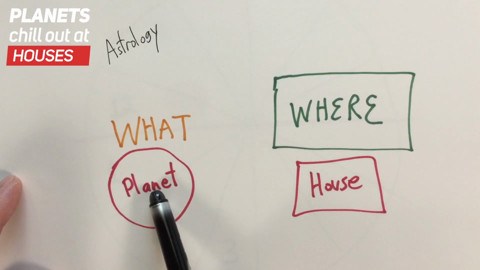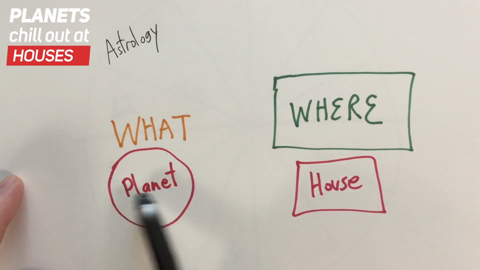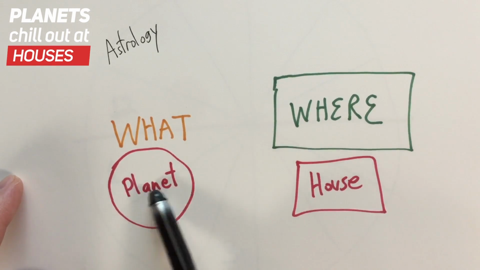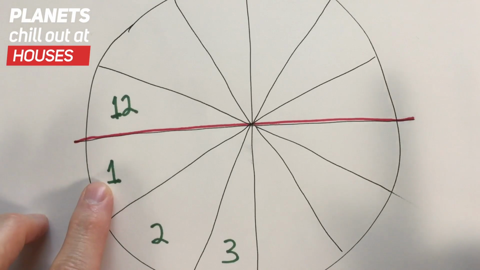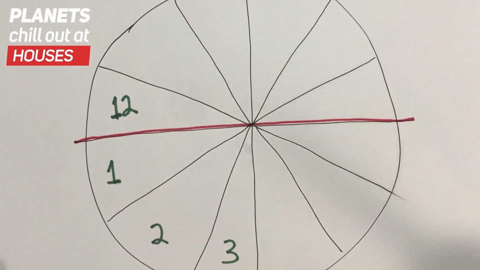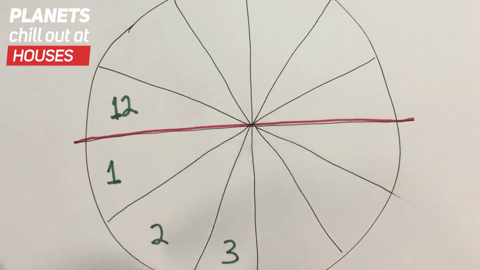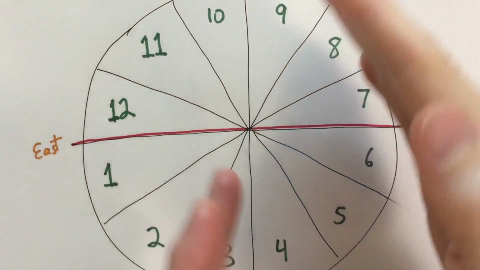So now we have communication with our siblings, our brothers and sisters and whatnot, our communication with our parents, communication at work, etc. So let's start this with house number 1. What does house number 1 mean, and what would a planet chilling out in here be like? But before we dive in, what is this chart?